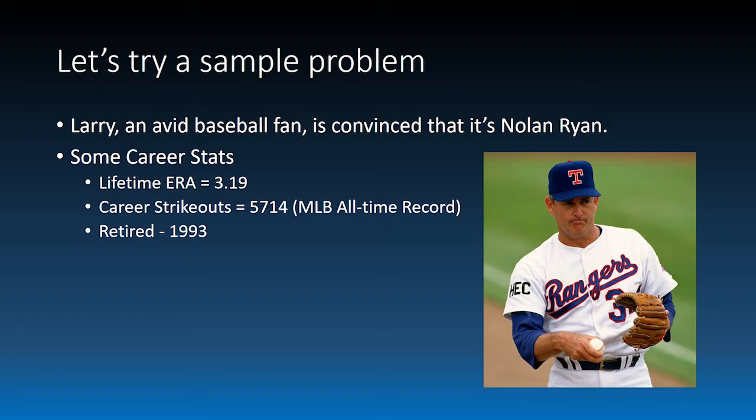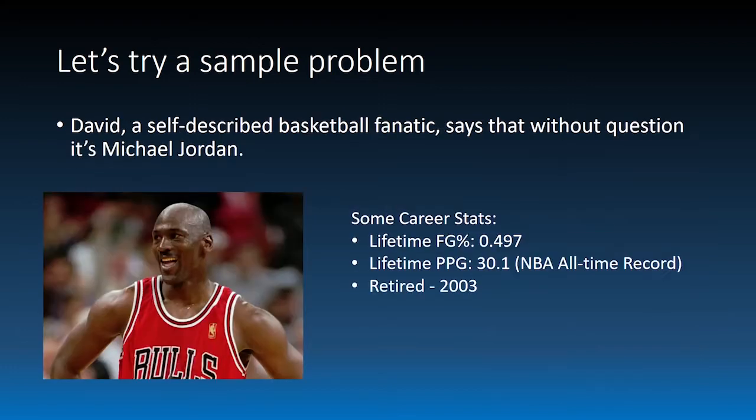Fantastic pitcher. David, on the other hand, says, that's great. Nolan Ryan was all right for an old white dude who was throwing a baseball back in Texas, played for the Houston Astros and then the Texas Rangers. He might have even played for the New York Mets for a while, but regardless, the best athlete of all time is clearly Michael Jordan. Why are we even having this conversation? Lifetime field goal percentage of almost 50%. Lifetime points per game, 31 points per game, is the NBA all-time record. And of course, Michael Jordan retired for the second time in 2003. He'd retired once and came back and led them to three more championships, so pretty good ball player.